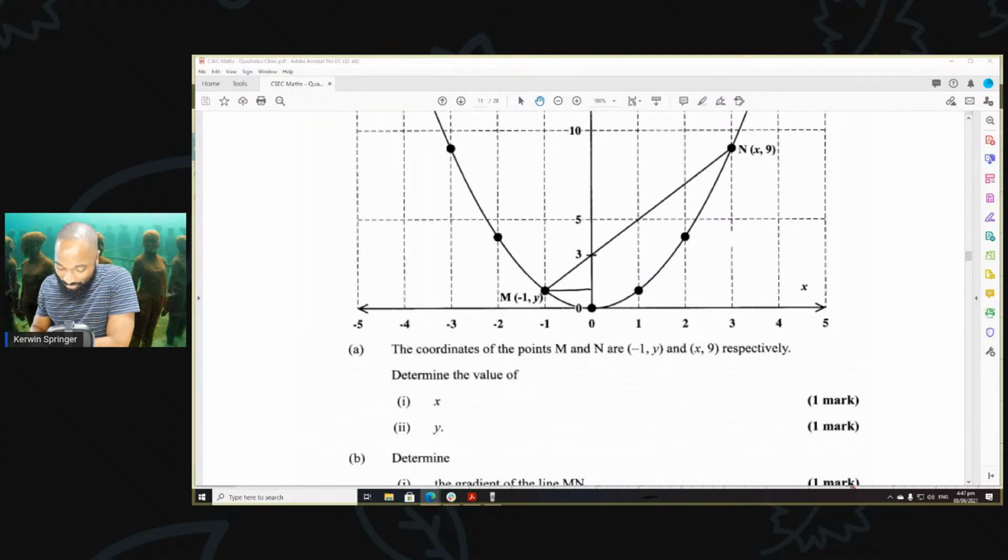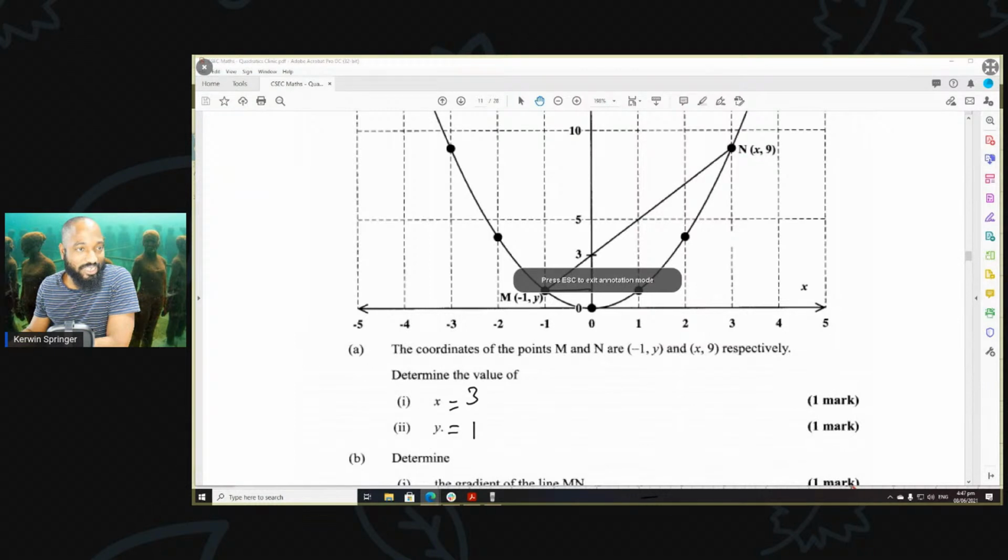So if x is -1, -1 squared is 1. So y is equal to 1. If x, for this part again, y is 9, so x must be equal to 3.